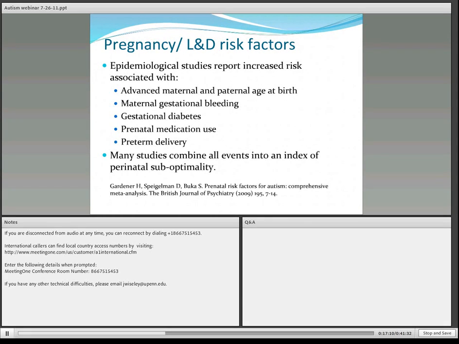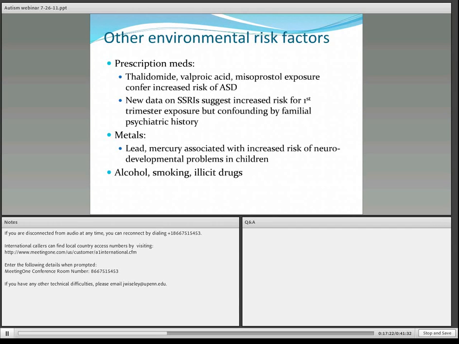So some other environmental risk factors that we're interested in. We know that there's some prescription medications that have been clearly shown to confer an increased risk of autism. So thalidomide, which was a sedative and an anti-nausea drug given to moms in the 50s for morning sickness primarily, we've looked retrospectively now at data and shown that there's a very strong increased risk of autism among individuals who are exposed to thalidomide during their gestation. Valproic acid is an anti-seizure medication, so if a mother has a seizure disorder, she would often continue to take this medication, and again, we show a substantial increased risk.